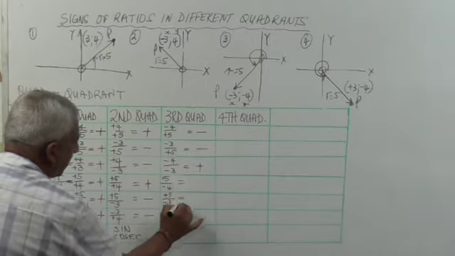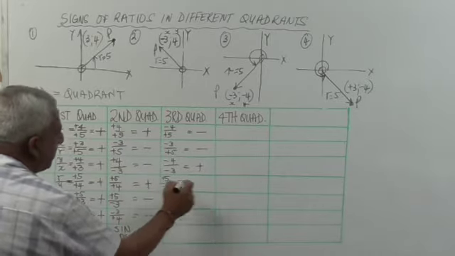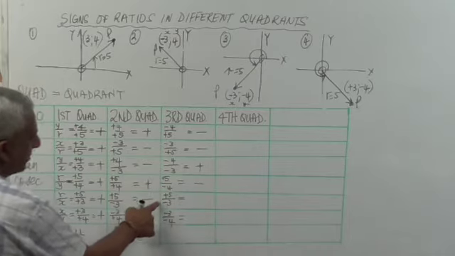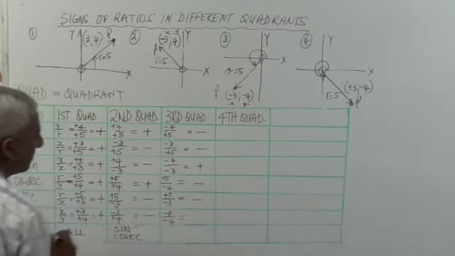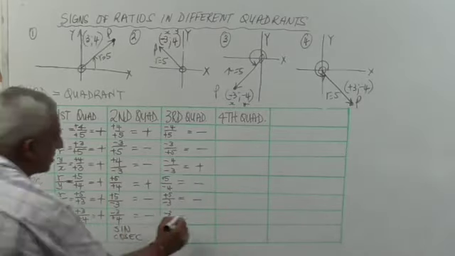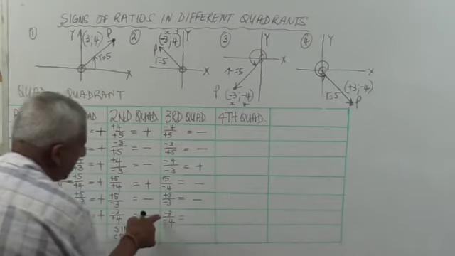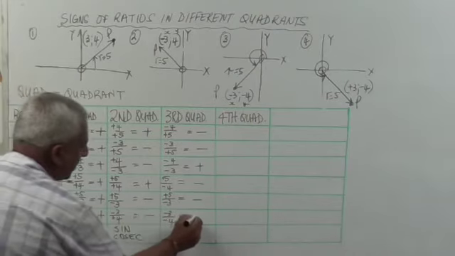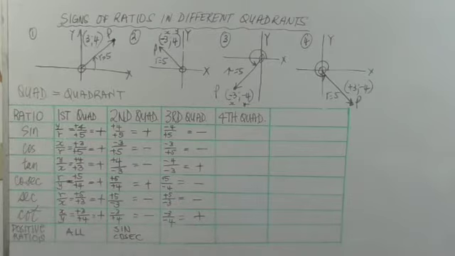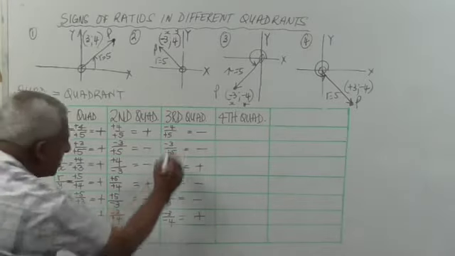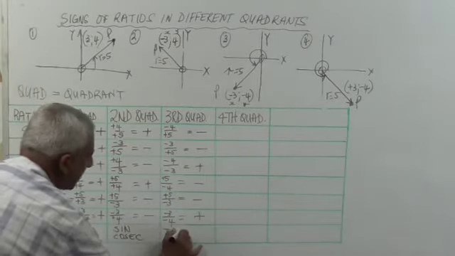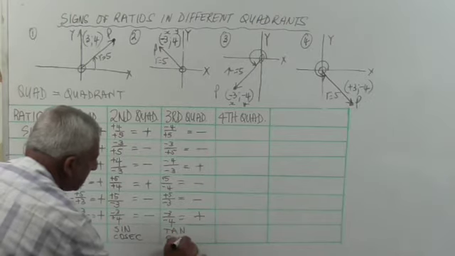Now let's see what are the final results. Positive divided by negative, negative. Positive divided by negative, negative. Positive divided by positive, positive. Negative divided by negative, final answer will be positive. So in the third quadrant we find only two are positive, tan and cotan. So which two are positive in the third quadrant? Only tan and cotan.